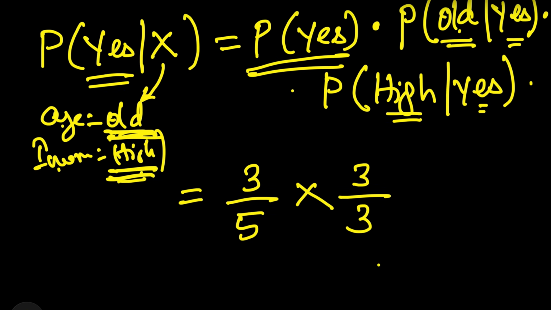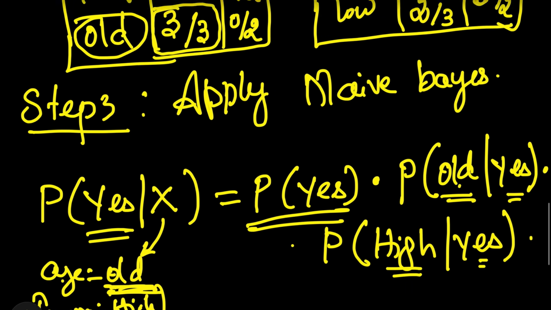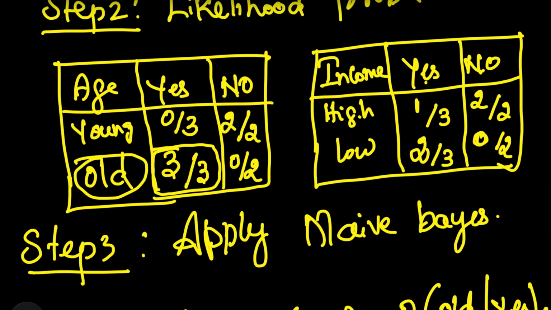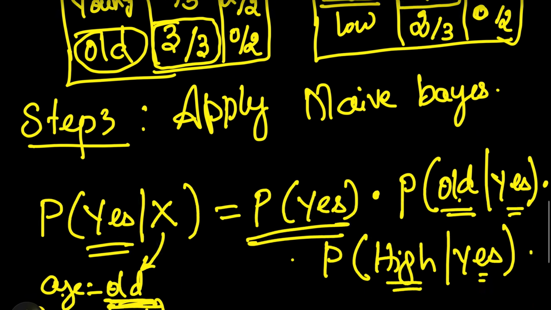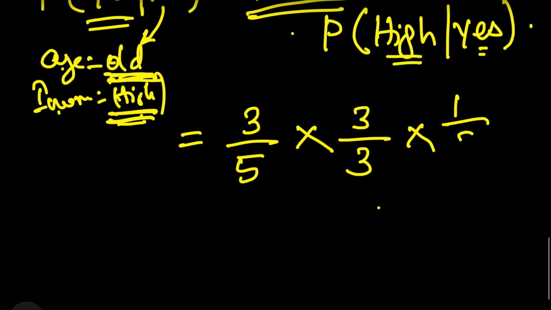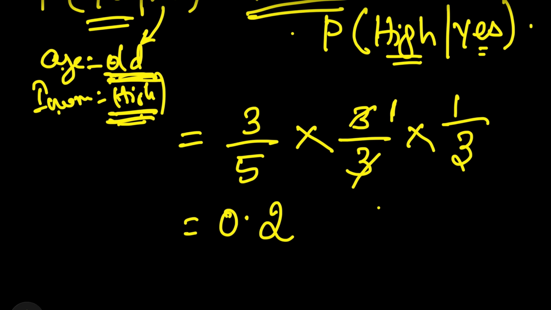And next, we take P of high given yes. Let us check. P of high is here, yes is here. So P of high given yes is 1 by 3. So substitute 1 by 3 here. Right? So this will be 3 by 5 into 1 into 1 by 3. This will give the value of 0.2.